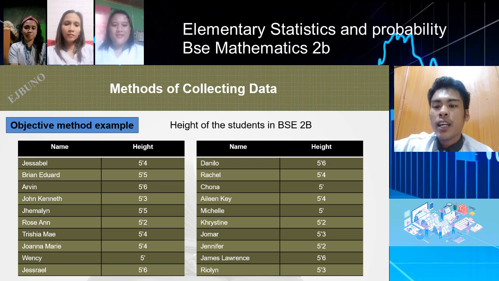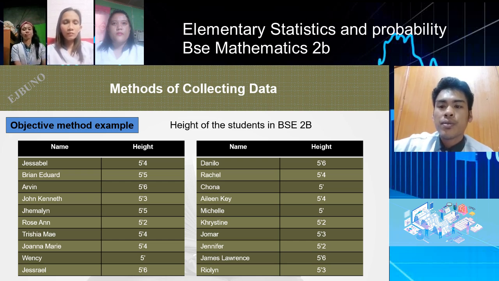Objective data include things like height, weight, or number of elements. They are usually collected through observations or direct measurements. For example of objective data, the height of BSE2B students, as you can see in the picture.